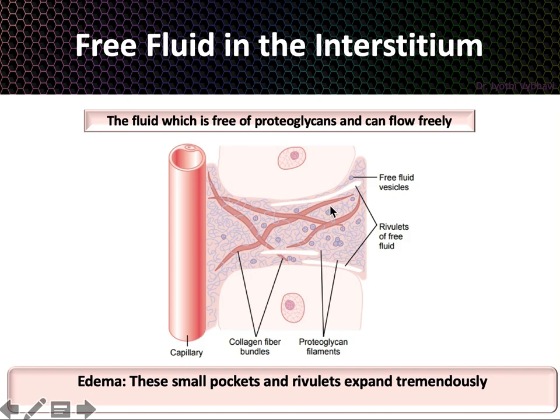and that's when edema happens. So when I say interstitium, it's mainly here in between the cells. They are free, they are gel-like. There is this collagen and proteoglycan. This is what you have to remember.